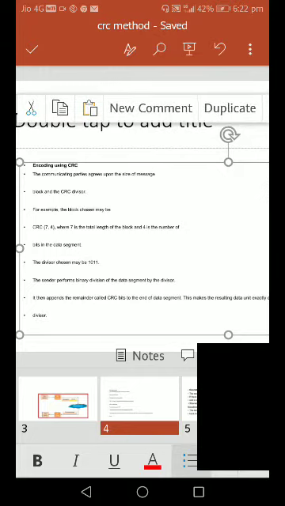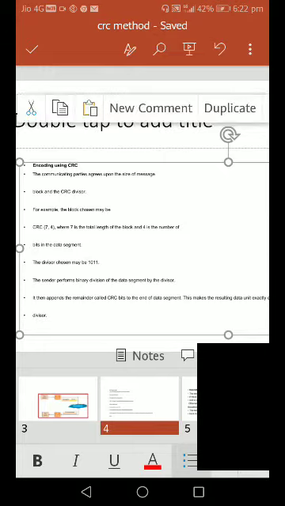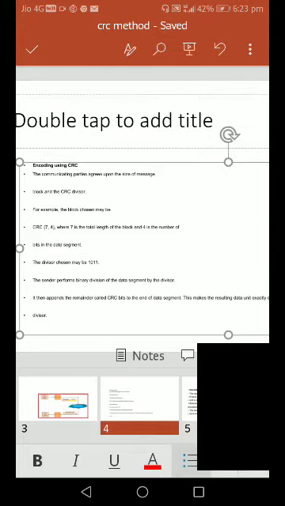For example, the blocks chosen may be the CRC method, cyclic redundancy code 7, 4, where 7 is the total length of the block and 4 is the number of bits in the data segment.